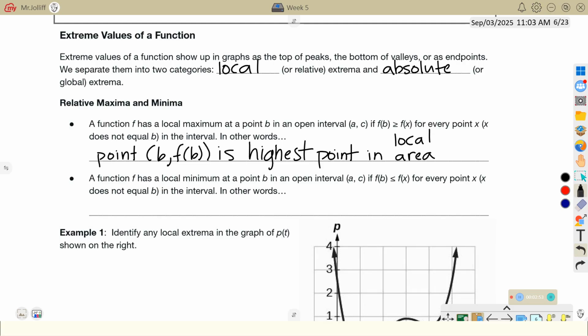Any point in the graph that is at the top of a hill, even if that hill is not the highest hill in the picture. That means if a graph has multiple peaks, goes back up and down, it's going to have multiple relative maximums. And that's okay. Minimums work the same. Minimums are the lowest point in an area of your graph. They're the bottom of a valley.